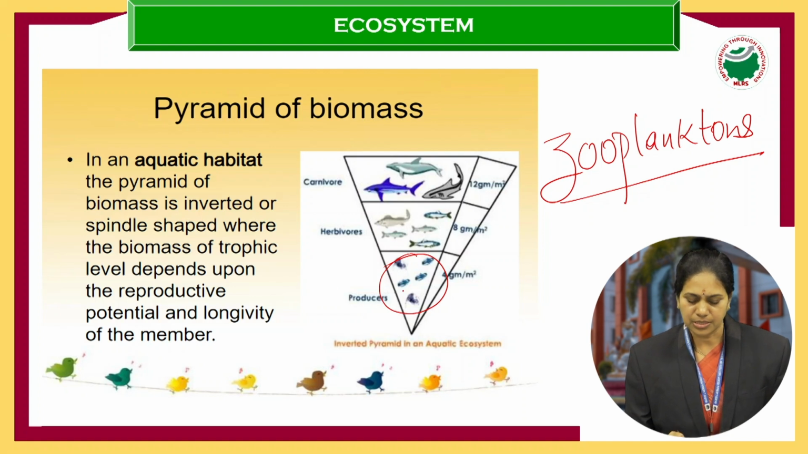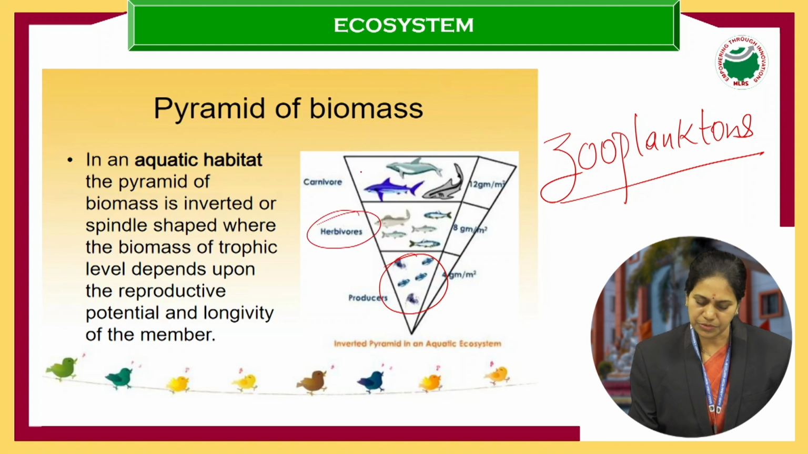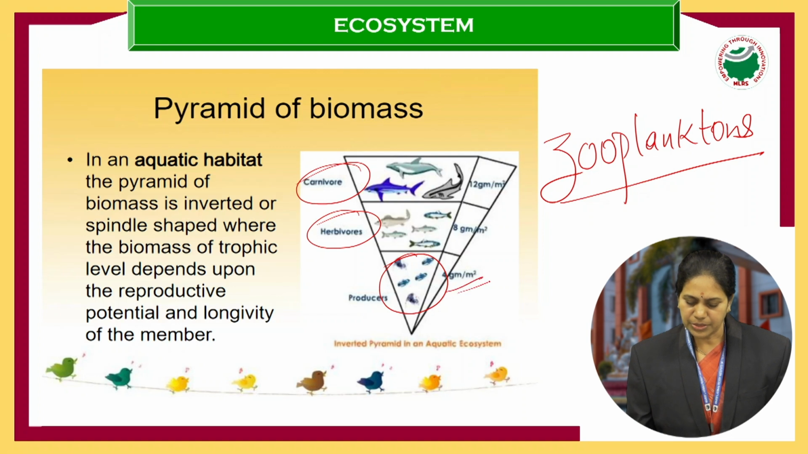The zooplanktons are at the bottom. Then the next level will be the herbivorous fishes. Next level will be the carnivorous fishes. At each level, you can see the biomass is increasing. So we call it an inverted pyramid of biomass in an aquatic ecosystem. So this happens in an aquatic ecosystem only.